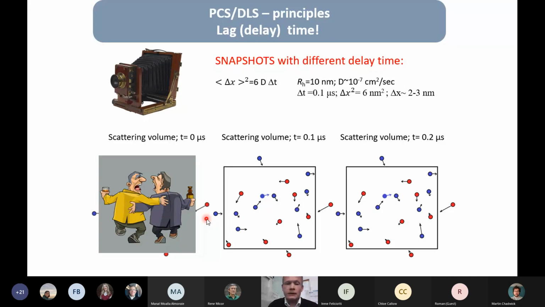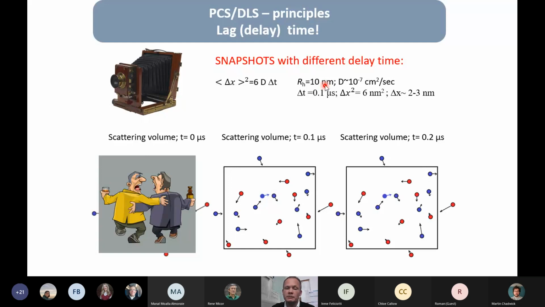Coming back to the proteins in solution, let's start with a very short period of time between snapshots, and that could be 0.1 microsecond. The question now is, will there be any changes with this short period of time between snapshots? It's hardly, right? Because the time is definitely not enough to move.